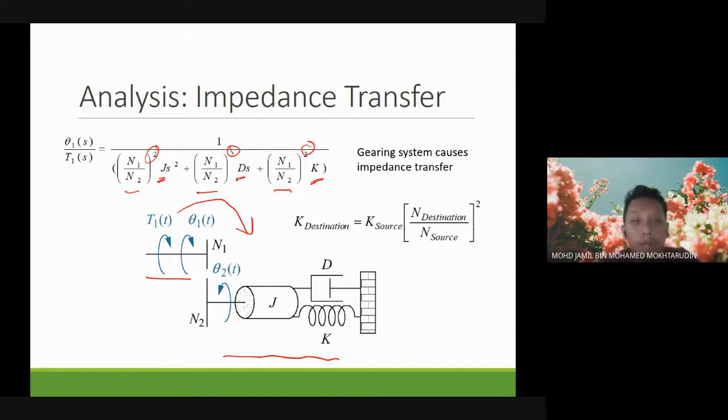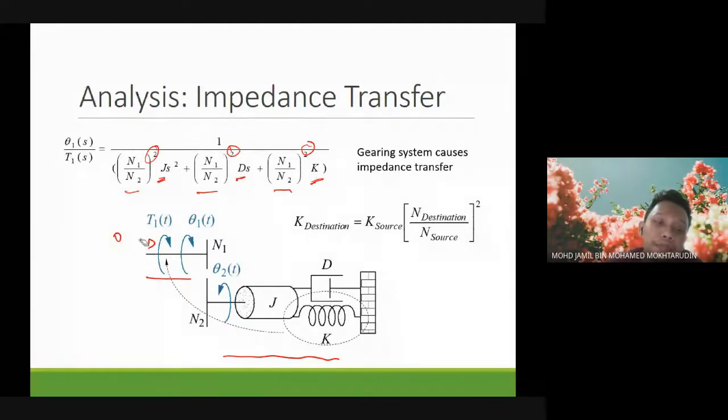Sorry, a bit dizzy. Okay, so the second part should be the destination, and the first part should be the source. Later on, we will see how to decide on the source and destination. Maybe this slide is a bit confusing. Who made this slide?